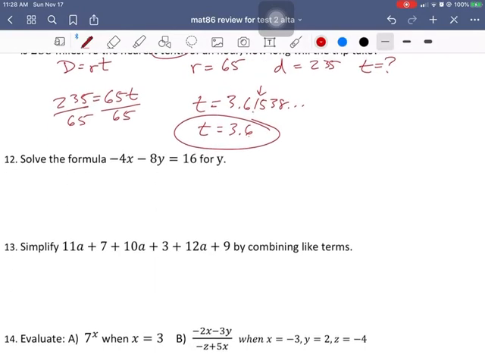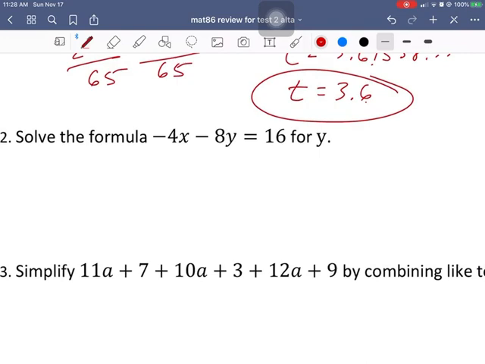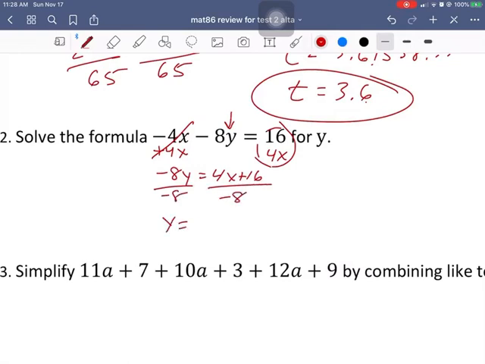Solve the formula for y. So there's what I'm looking for. So that means we're moving this term to the other side to get it out of the way to start getting our y alone. These are not like terms here, so that's a positive 16 and a positive 4. The order is unimportant. But then I do divide it by negative 8. Y equals 4x plus 16 divided by negative 8.